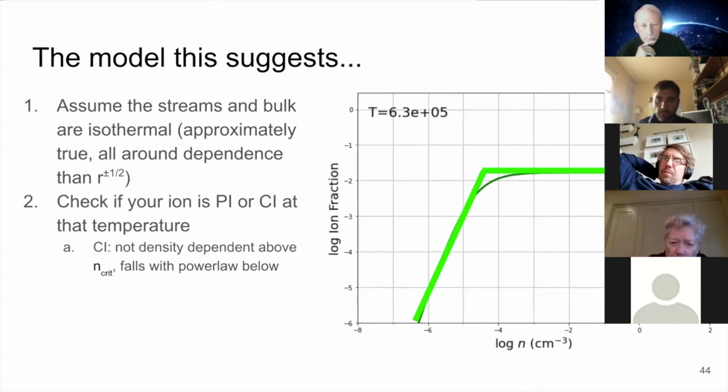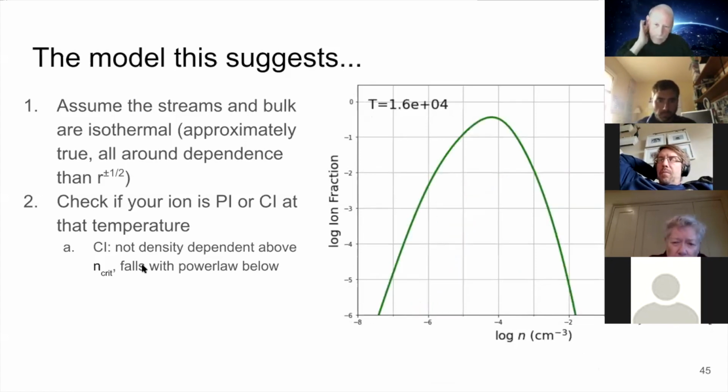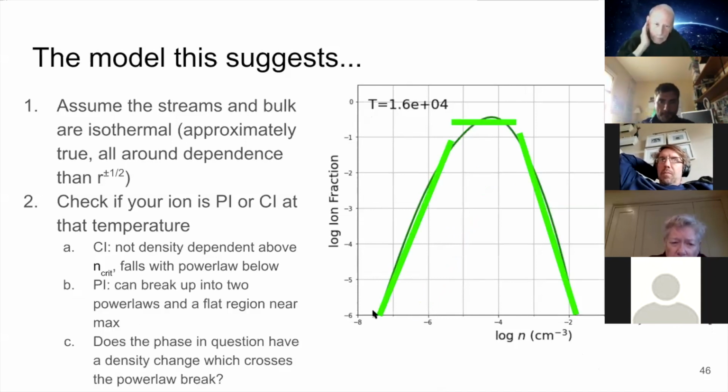We're going to assume that's a flat line and a power law. Power law, I'm going to use the word a lot in the next couple slides. Basically, that just means a straight line in log-log space. The second kind of thing that you can see is photoionized, in which case you can break it up like this into a power law going down on one side, a power law going up on the other side, and a flat region.